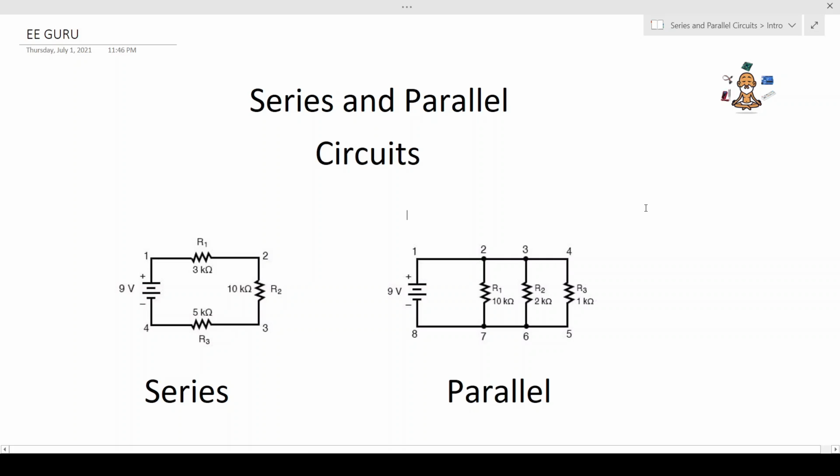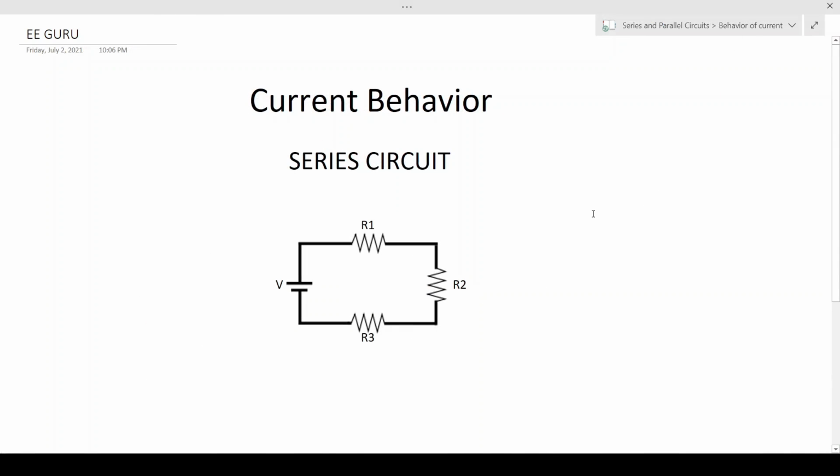I am the EE Guru, and today we'll be talking about series and parallel circuits. Before we dive into the formal definition of series and parallel circuit, it's important to note that the behavior of current within a series circuit is completely different than the behavior of current within a parallel circuit. And this difference is what differentiates a series circuit from a parallel circuit.